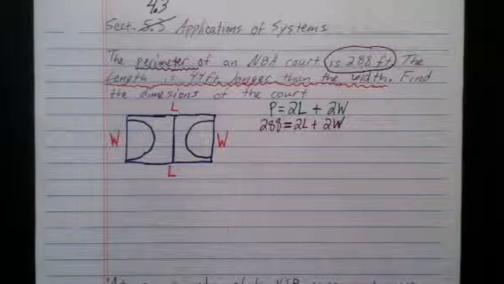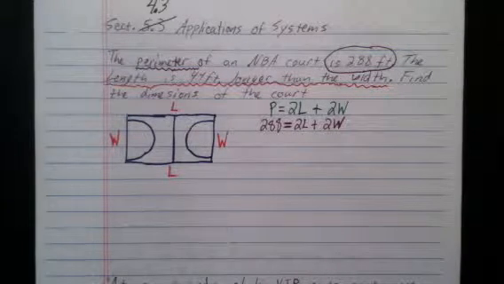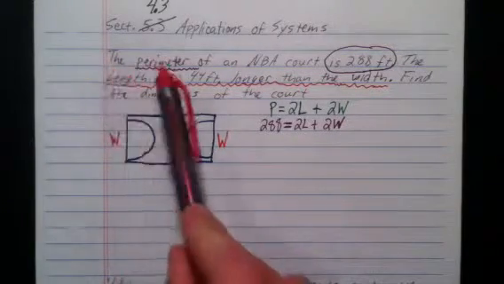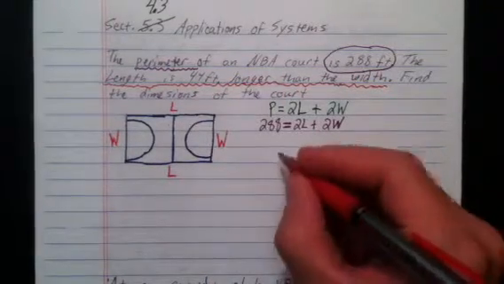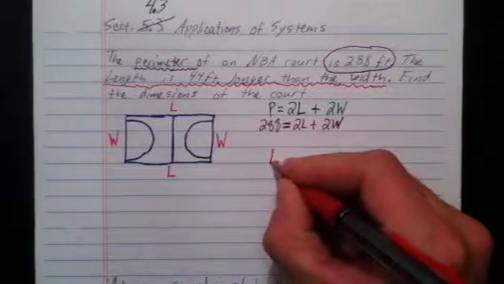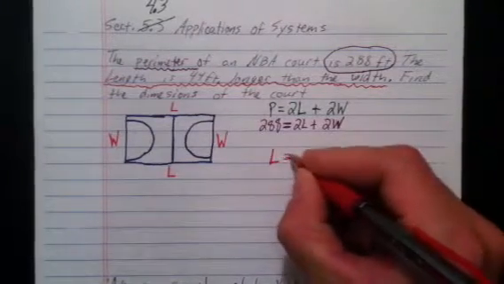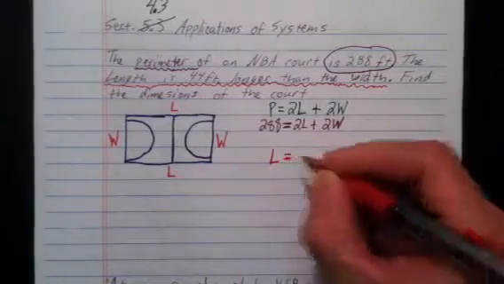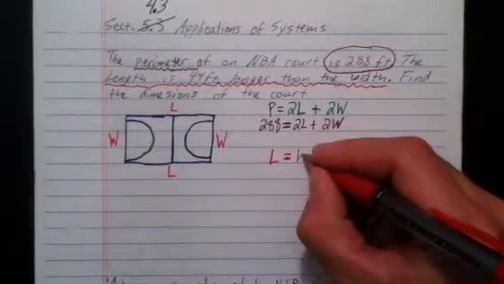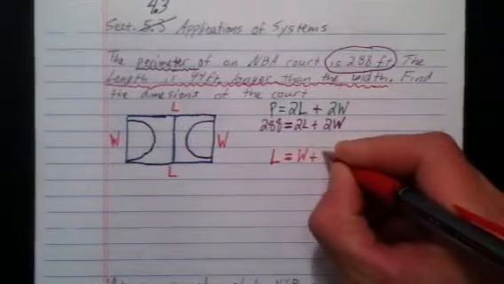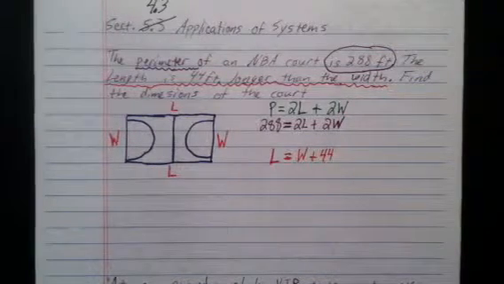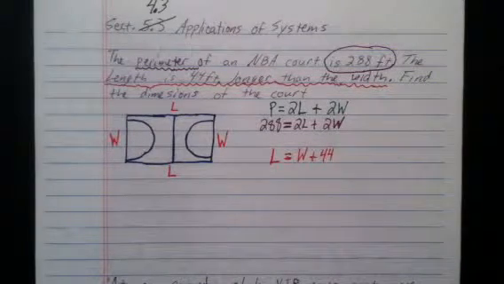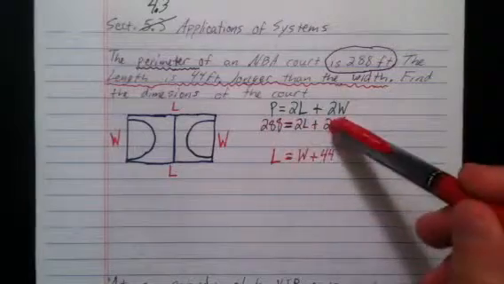Well, now we have to use the other piece of information given to set up another equation. We know the length is 44 feet longer than the width. So I was saying this before, okay, the length is going to equal whatever the width is plus an additional 44 feet. So there's a second equation we can use. So now we have a system that has this equation and has this equation.